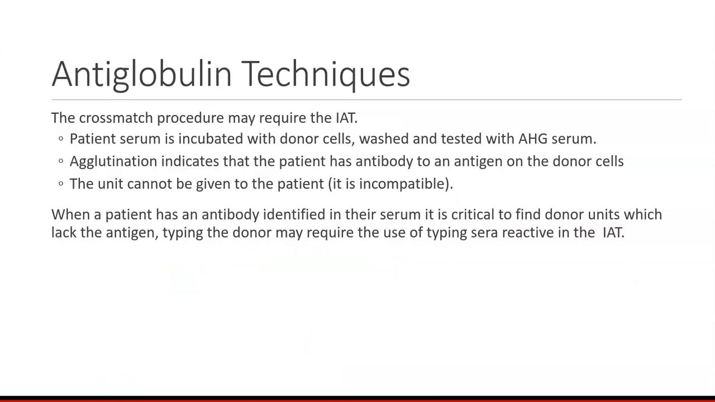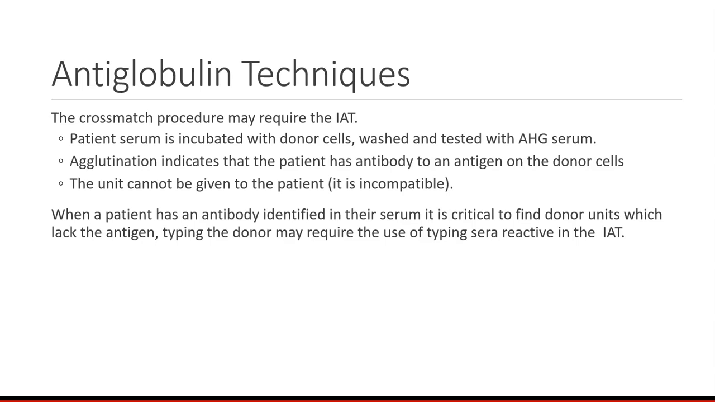There are other applications of the antiglobulin technique. The cross-match procedure may require the IAT, where you add patient serum to donor cells and incubate at 37, which is body temperature. You thoroughly wash and then add AHG serum. Agglutination of the cells indicates that the patient has an antibody to an antigen on the donor cells. So we would not give this unit of blood to the patient.